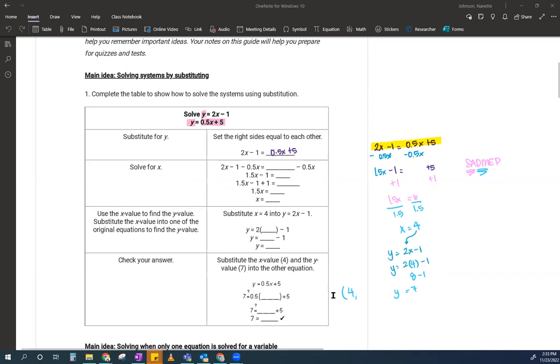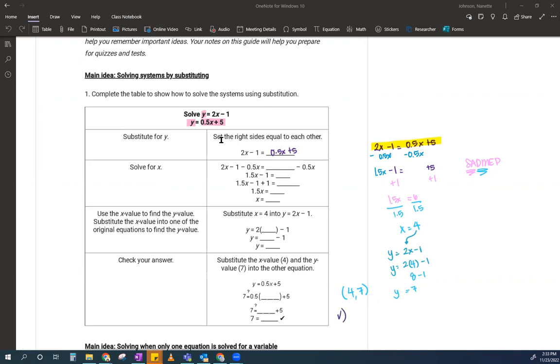And the last step before when we would check our answers is still going to be that same step. Okay, so what I'm going to do is I'm going to plug my 4, 7 into both equations to make sure that they worked. Now, because I use this equation, I already know it works for one. I'm just going to plug it into that other one. So this is, again, my check.